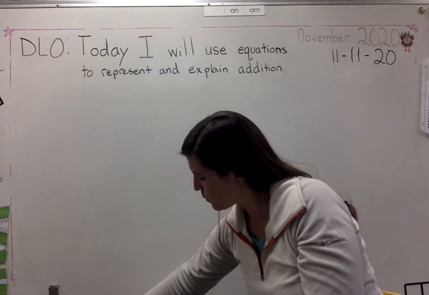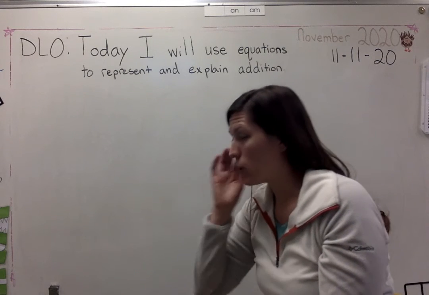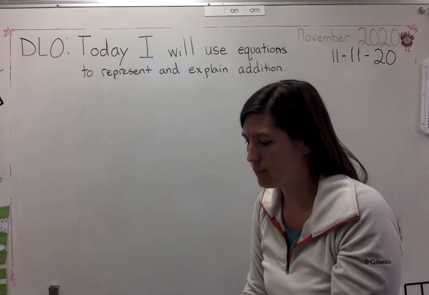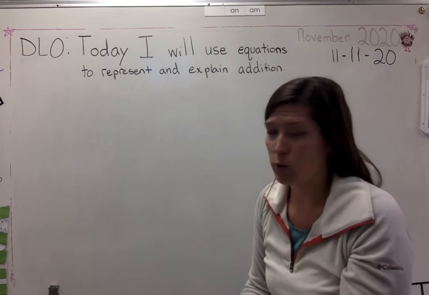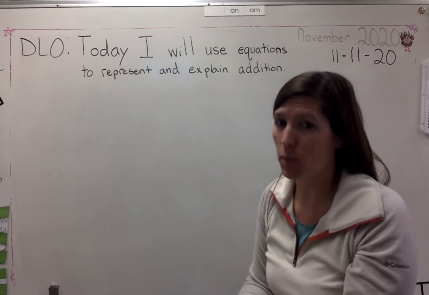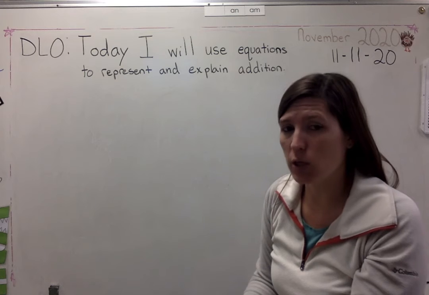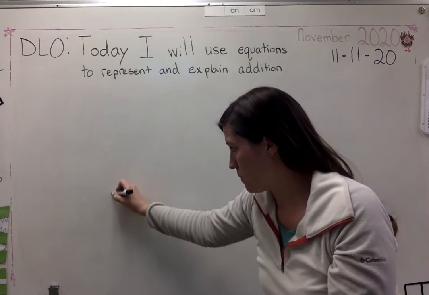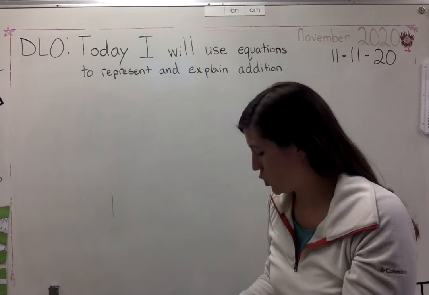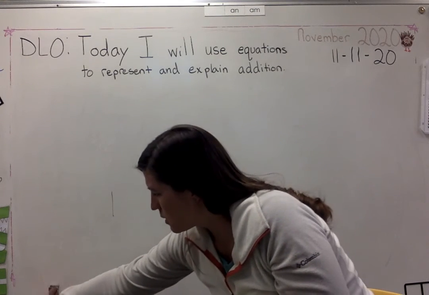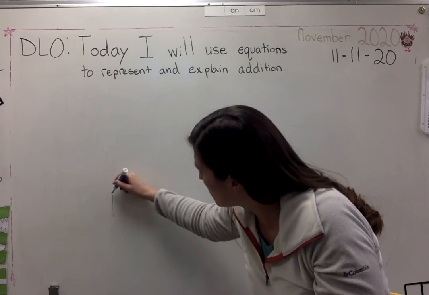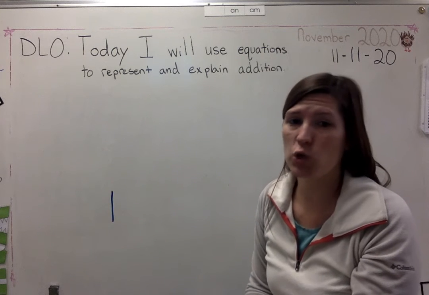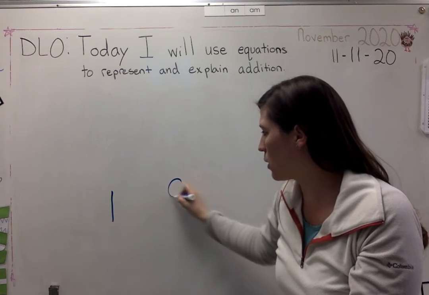One more. My next story is, I have 1 cookie. I looked back in the pantry and I found 9 more cookies. How many cookies did I find? I found 1 cookie. I went back into the pantry. I'm going to use a blue because this one is not working very good. There we go. I had 1 cookie. I went in the pantry and I found 9 more cookies.